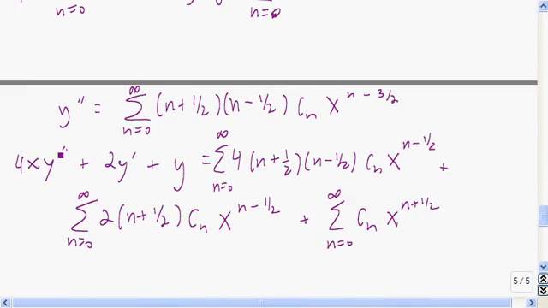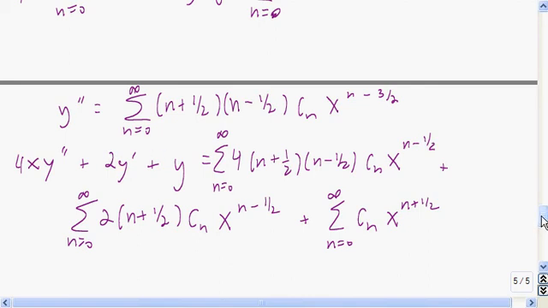Okay, so we plug them into the differential equation. 4xy double prime plus 2y prime plus y equals 0, but just work on the left-hand side so far. So we have 4x times y double prime. So we have a 4 here. These are the coefficients of x, and then we have to multiply this by x, so that's going to increase the power by 1. Okay, so our power is going to be n minus a half.